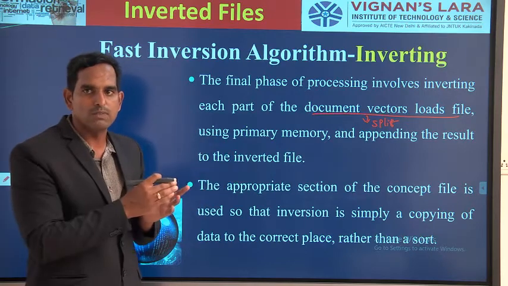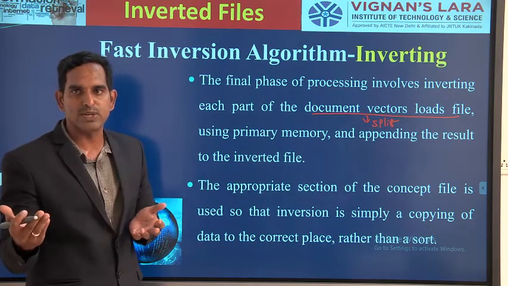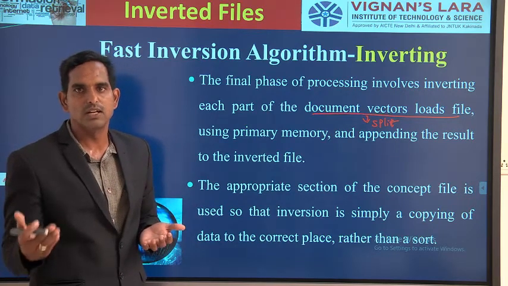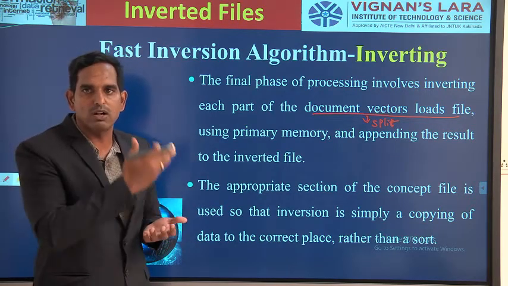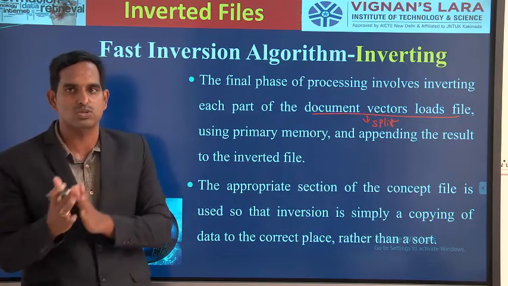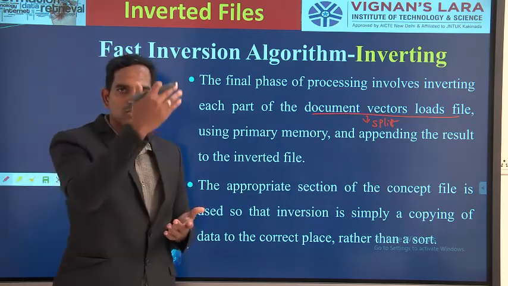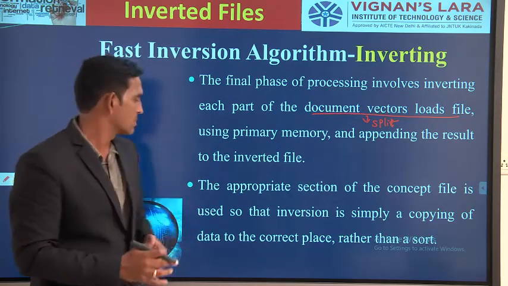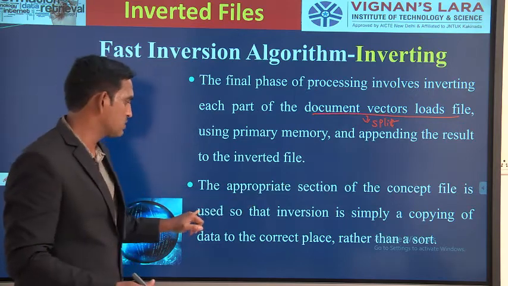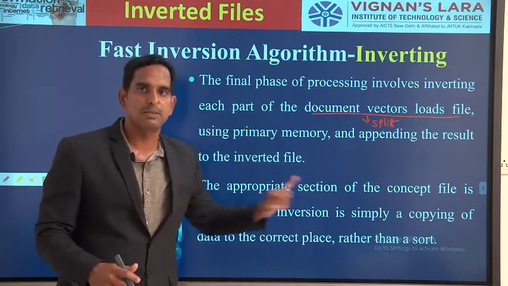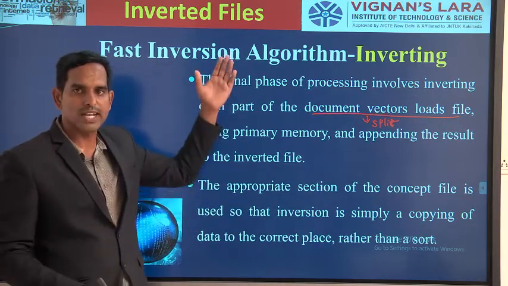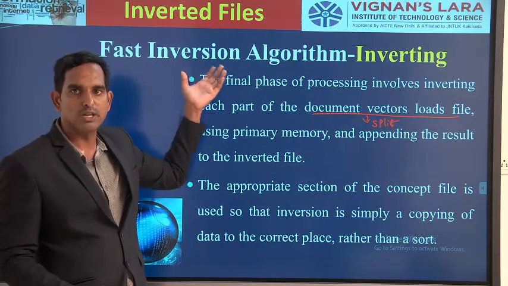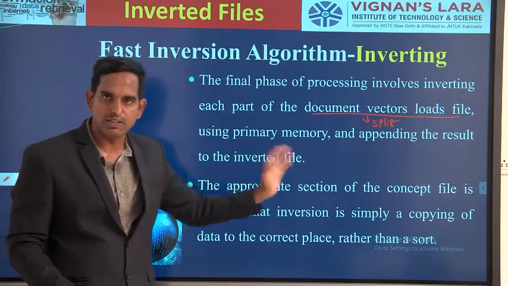So we'll take one load, perform the inversion and append it into the inverted file. You take the second load, perform the inversion and append it into the inverted file. Like this we will take all the loads, perform the inversion and store it in the inverted file. Like that we will be creating the complete inverted file by inverting the individual loads. The appropriate section of the concept file is used so that inversion is simple. We have to take the concept file which you created in the first step and use it to create your inversion file.